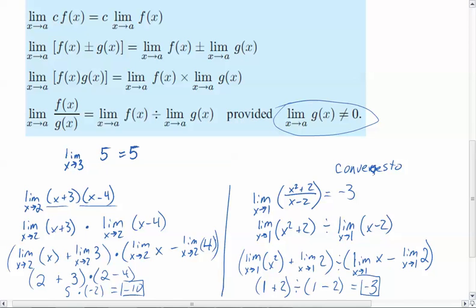That is, converges, not converses. So converges to -3. All right, so there's your first video. Watch the second one for a little bit more on limits and asymptotes.